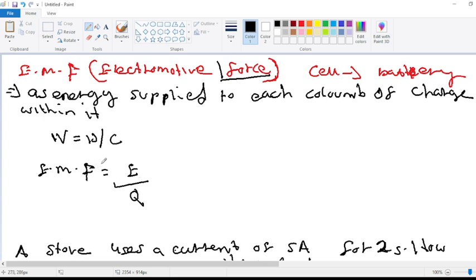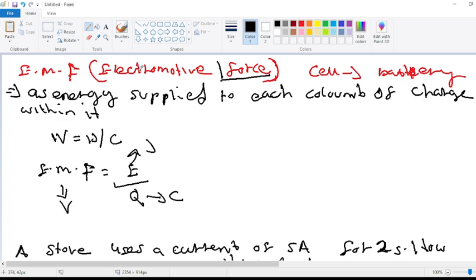Since 1 volt is equal to 1 joule per coulomb, the electromotive force is therefore equal to energy over charge, whereby the electromotive force is measured in volts, energy is measured in joules, and charge is measured in coulombs.